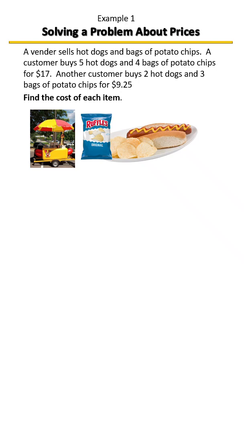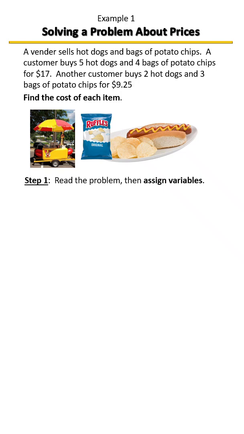A vendor sells hot dogs and bags of potato chips. A customer buys 5 hot dogs and 4 bags of chips for $17. Another customer buys 2 hot dogs and 3 bags of chips for $9.25. Find the cost of each item.